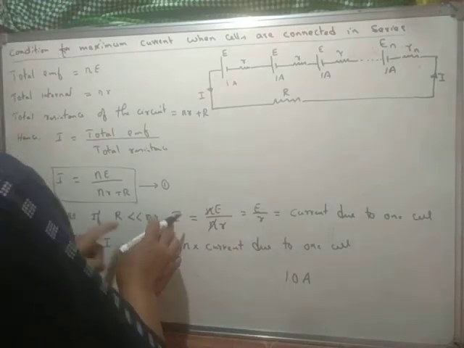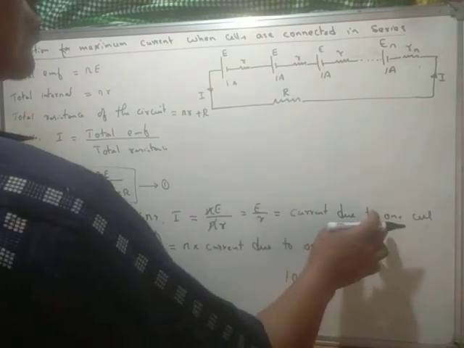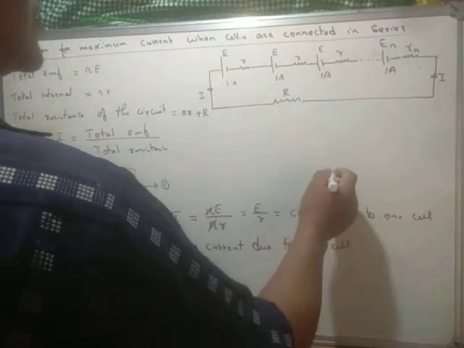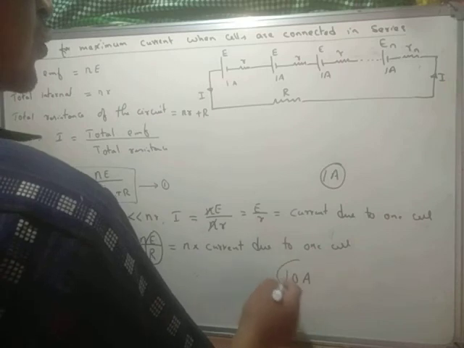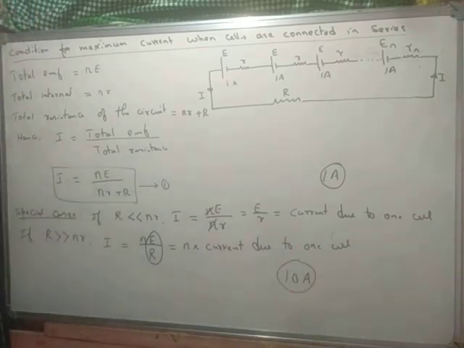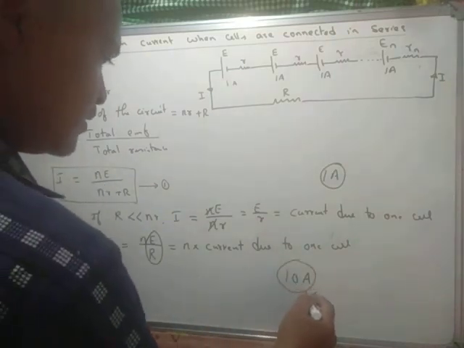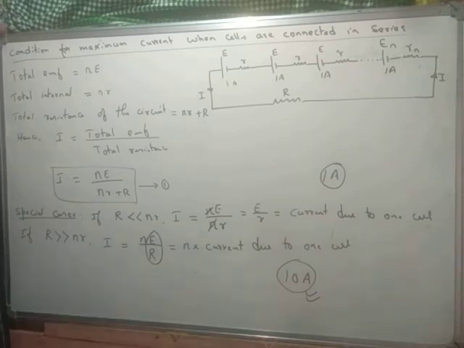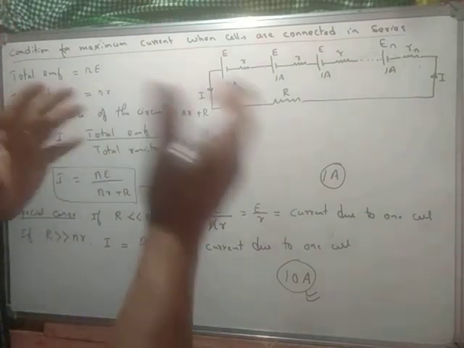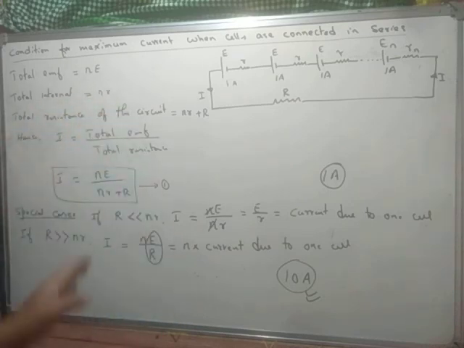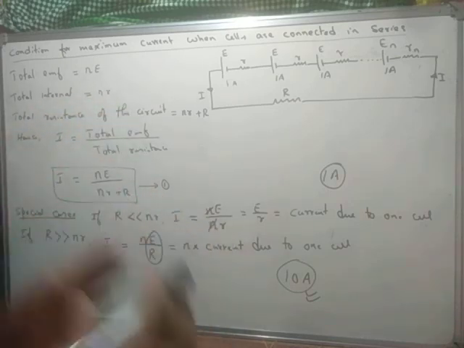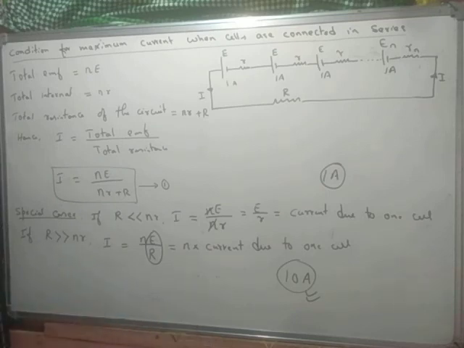But in the first case, the current is due to one cell, so the current is just 1 ampere only. So in which case do we have maximum current? Obviously in the second case. So we conclude that in order to have a maximum current in the circuit, the total external resistance should be very, very large compared to the total internal resistance of the circuit.